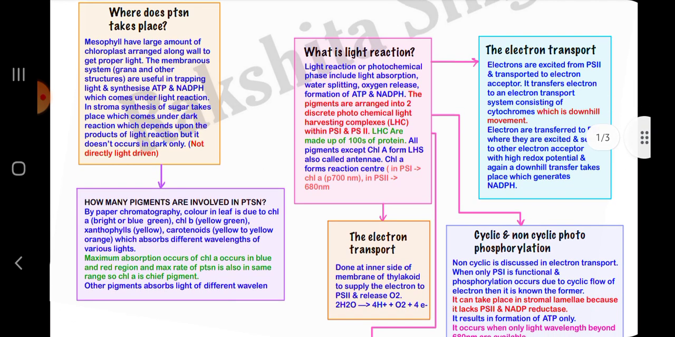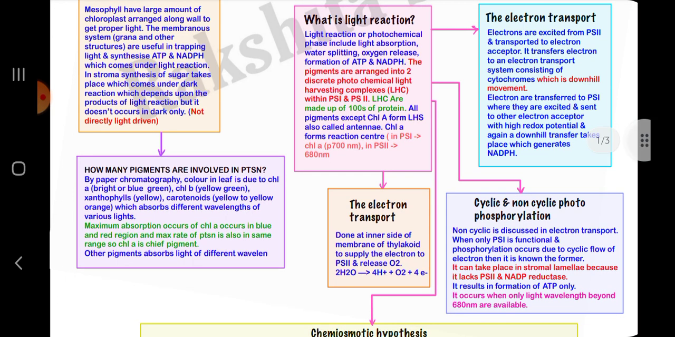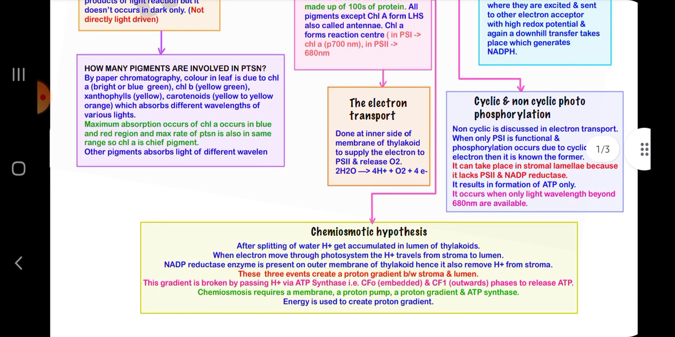Then what is light reaction? The light reaction, or photochemical phase, includes light absorption, water splitting, oxygen release, and formation of ATP and NADPH. In electron transport, electrons are excited from PS2 and transported to an electron acceptor. It transfers electrons to an electron transport system consisting of cytochromes, which is a downhill movement. Then the electron transport is done at the inner side of the thylakoid membrane to supply electrons to PS2 and release oxygen.